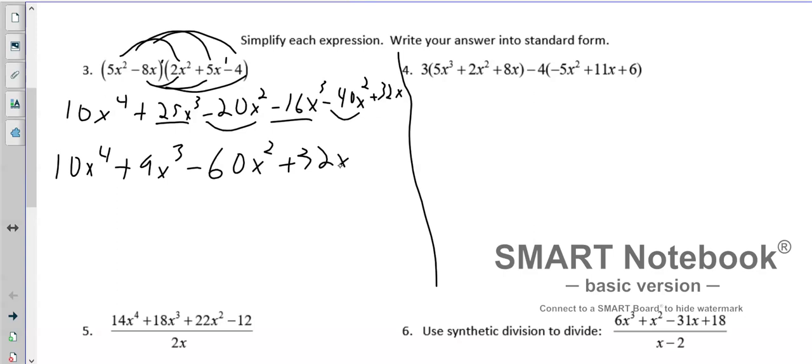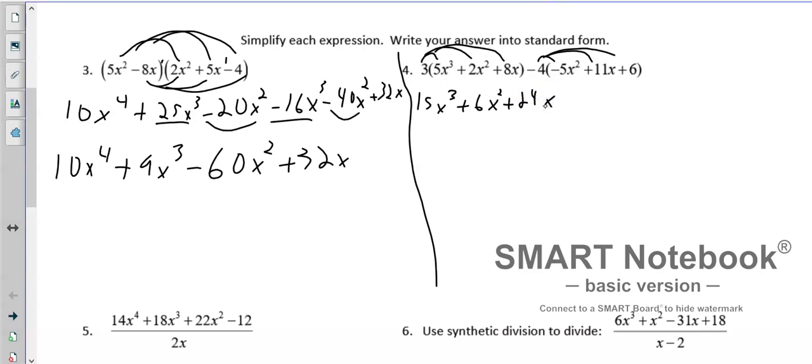Now, number 4, be careful. 2 things. We have a 3 to distribute here, here, and here. A negative 4 to distribute here, here, and here. Once we're done, the parentheses are gone. There's no more multiplication. You're joining like terms. So 3 times 5 is 15, x cubed. 3 times 2 is 6, x squared. And 3 times 8 is 24x.